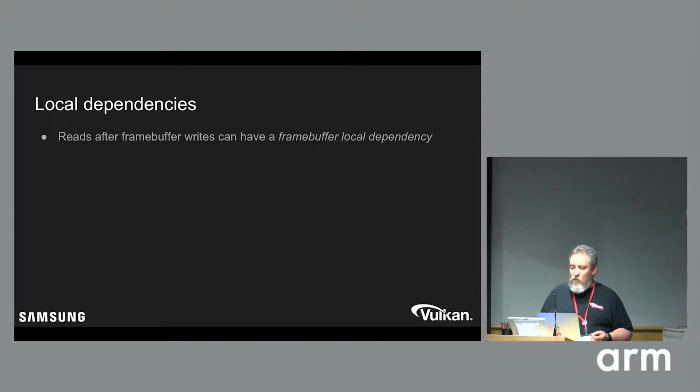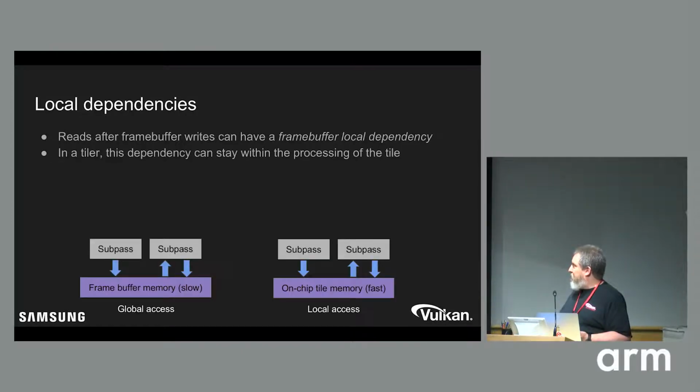So, what can you do to try to make things efficient? If you're reading data from the pixel that you've just written to within a tile, Vulkan has the concept of a frame buffer local dependency. There is an ordering of operations. You need to make sure that you've got data in the frame buffer that you're then pulling out, but that only needs to happen inside the current pixel that's being processed. And that's particularly important for tilers.